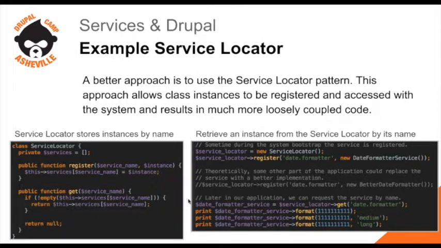And so to make use of my date formatter, I get the service locator and then retrieve the service by name, date formatter, and now I'm good to go. So this code is an example of what you might write somewhere random in your application or in many different places in your application.